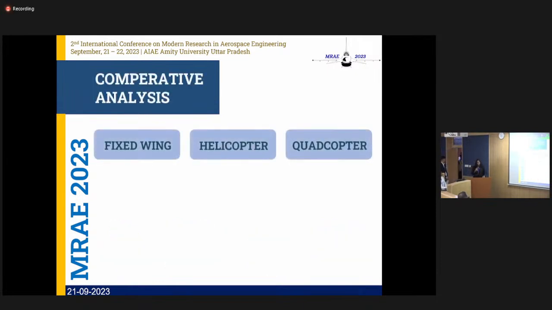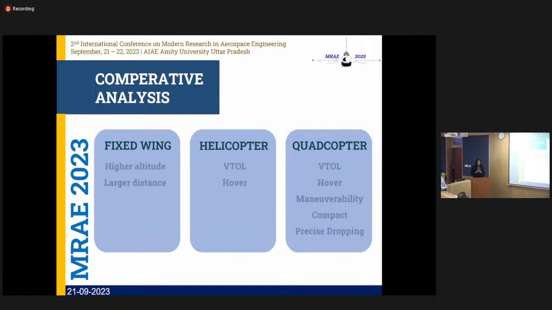Okay, so why choose quadcopters over other UAVs? UAVs are basically unmanned aerial vehicles. They can be fixed wing UAVs. There can be other forms of UAVs, but why choose quadcopters, right?